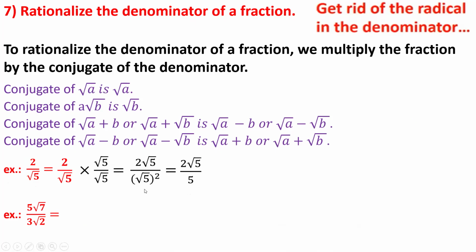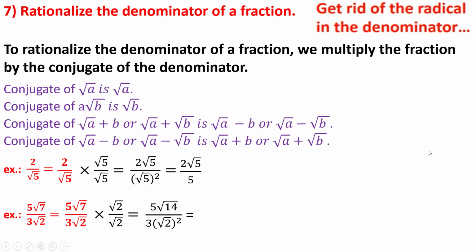No radical. 5 radical 7 over 3 radical 2. So I multiply by the conjugate, which is radical 2 over radical 2. 5 radical 7 times radical 2 is 5 radical 14. 3 radical 2 times radical 2 is 3 radical 2, all of it squared. Now I simplify the denominator. So radical 2 squared is 2.